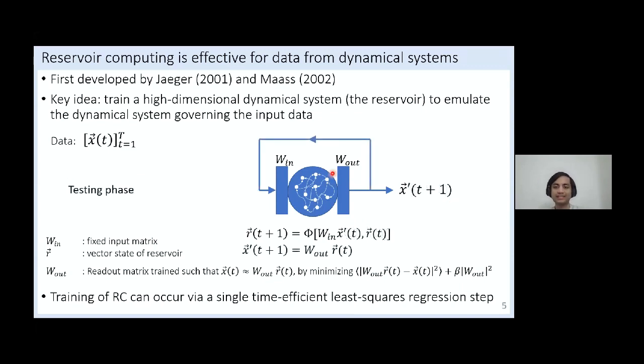And then when you go to the testing phase, when you go to the closed loop, what you're essentially saying is that after you get an R, you convert the R back to X via the readout matrix, and this X just gets fed back into the system. So these two sets of equations then define this autonomous dynamical system, which is just the closed loop reservoir. And if everything's gone right, hopefully it's going to emulate the dynamical system that generated your data.